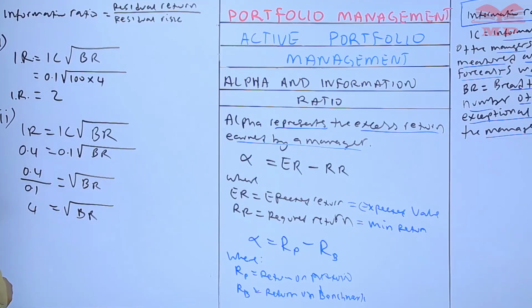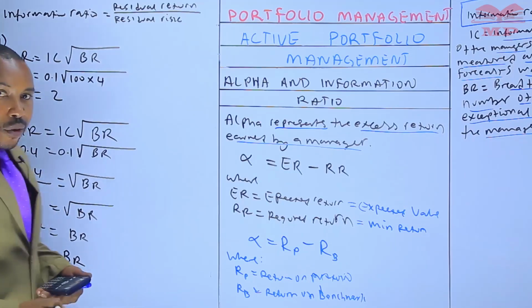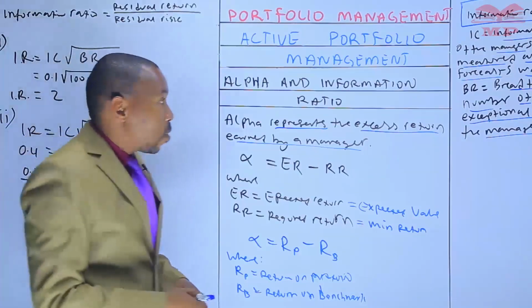And then of course we square both sides. So 4 squared equals the breadth of the market. We get 16. So 16 represents the breadth of the market. We're saying 16 stocks is what is actually needed so that we can satisfy our condition of having the information ratio being 0.4. So as you can see, this is a fairly straightforward formula that you can all understand.